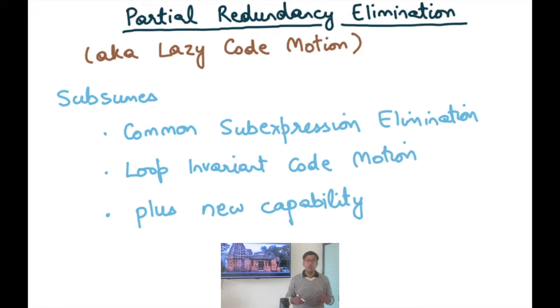Why? What do I mean? I mean that if you implement partial redundancy elimination, all common sub-expressions would automatically get eliminated in the same algorithm. Similarly, partial redundancy elimination subsumes loop invariant code motion. So that seems pretty powerful. A single transformation can subsume both loop invariant code motion and common sub-expression elimination, and it gives you a few extra capabilities. All right, so it is a very powerful transformation.